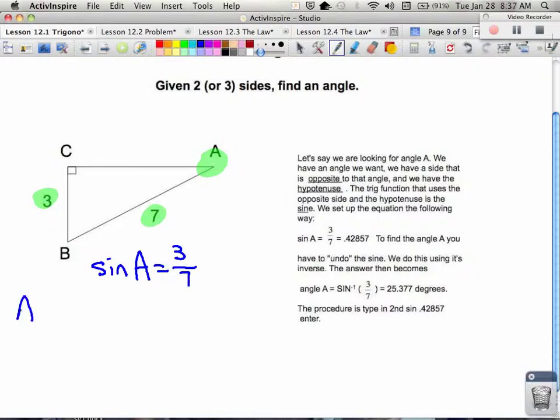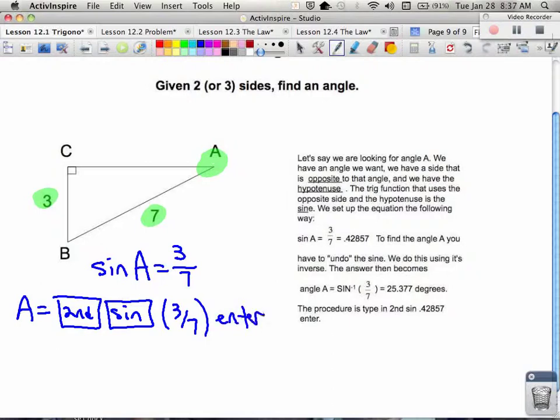To find angle A, I know that that is second, but this time I use sine, because that was the trig function I was working with, of the fraction 3/7, and then I hit enter. After I do all this, I find out that my angle A is going to be equal to 25.377 degrees. So make sure you give that a shot, see that you can get it on your calculator, and then you will have been able to find not only the trig ratios of the sides, but also a side in an equation and an angle in an equation.